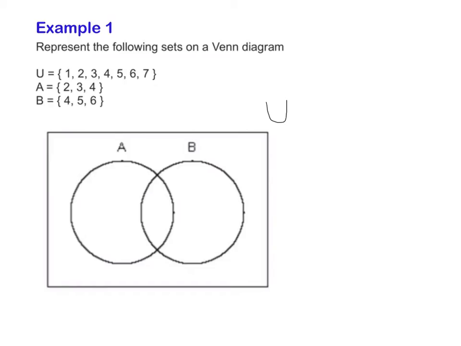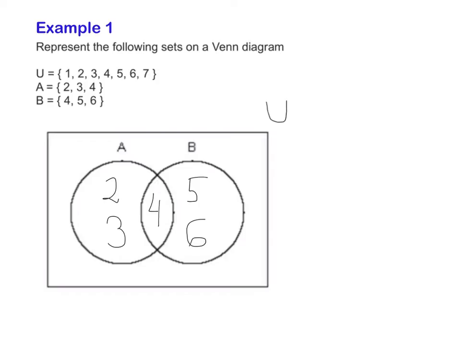As you remember from the last video, we need to start with looking at set A and set B, and check whether we have any common elements, the same elements in set A and set B, and they will go into the middle, in the intersection of the 2 sets. We have 2, 3, 4 and 4, 5, 6, so 4 is common in set A and set B. So let's start with 4 in the middle, and then we have 2 and 3 in set A, and in set B we have 4, 5, 6, so 5 and 6.